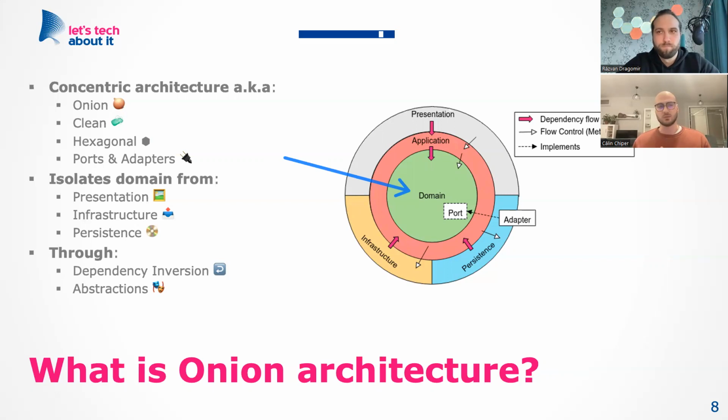One thing that is important to mention: if you Google Onion architecture, you'll find this architecture with different names like Onion, Clean, Hexagonal, and Ports and Adapters. As far as I know, each one was invented by a different person, and they have some small differences, but they share the same idea, which is to isolate the domain from external agencies like the presentation, infrastructure, or even your database. So using dependency inversion, like Răzvan showed you with that interface and abstractions.